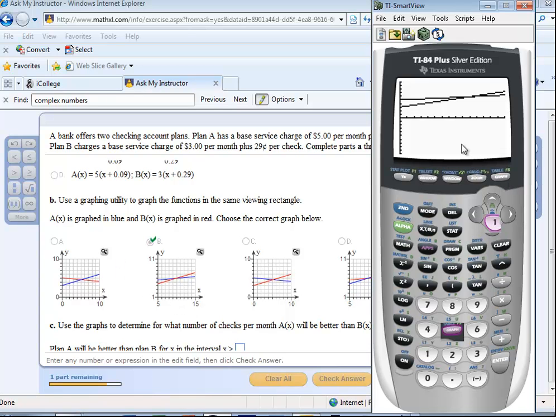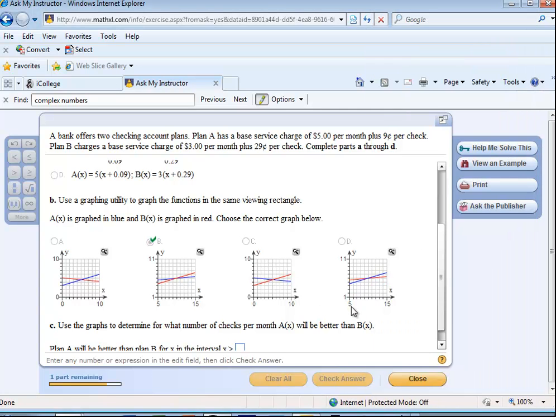So if we look at this one, if we're looking between 5, which is here, and 15, which is here, that looks like what we have. C doesn't look like it. This is very similar to the first one. It's just the blue line is on top of the red one, so we know it's not that. And then D, well, that could be our issue.